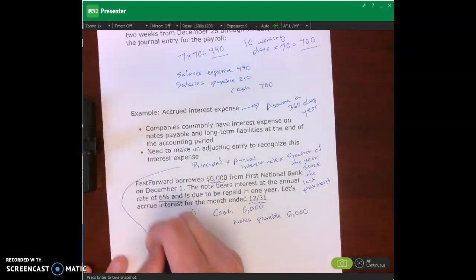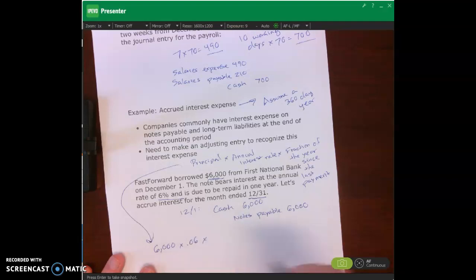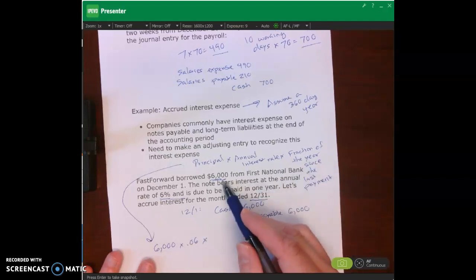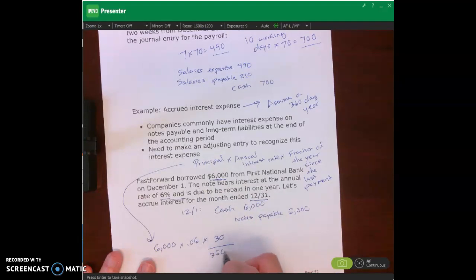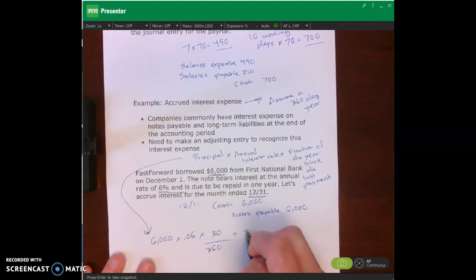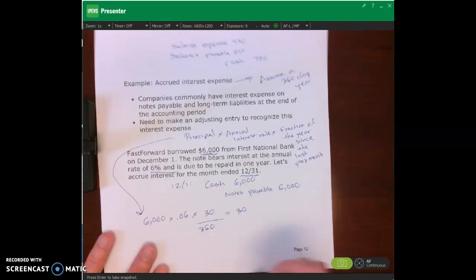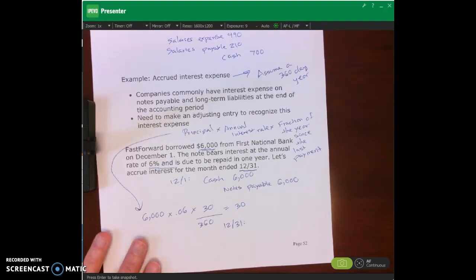So when we're applying this formula, we can take our 6,000, which is our principal, times our annual interest rate, times the fraction of the year. Well, it's 30 days, right? First to the 31st, 30 days divided by the 360, the full year. And what that gives us is $30. So on 12/31, I'm going to recognize 1 month's worth of interest expense.